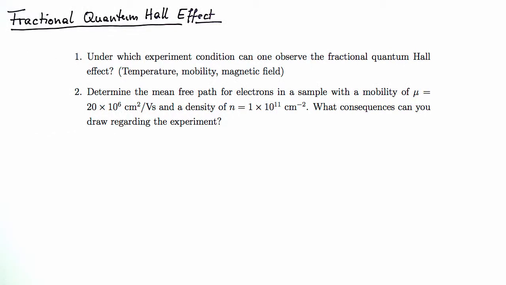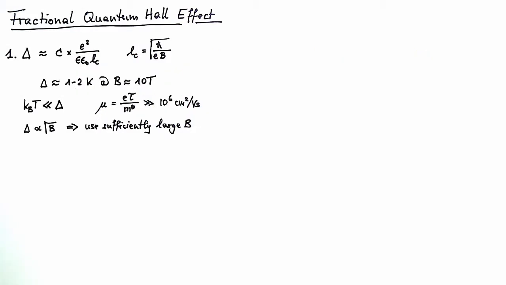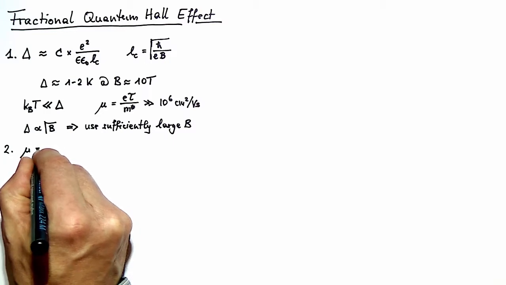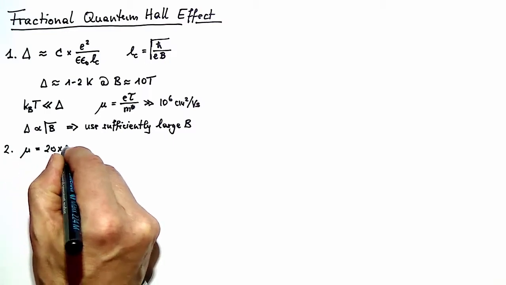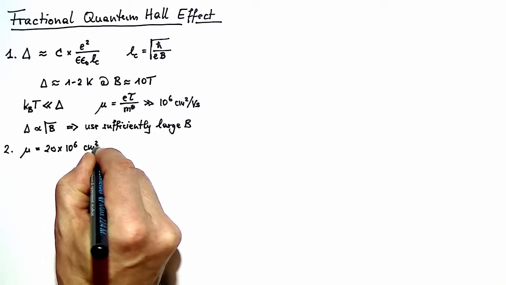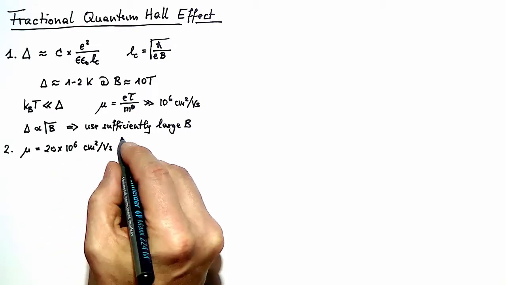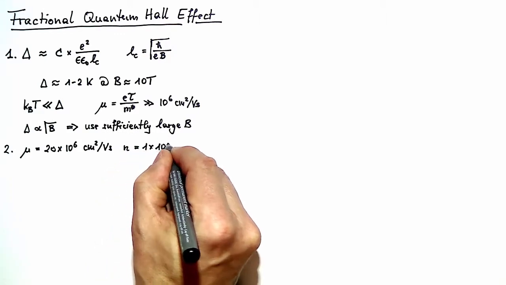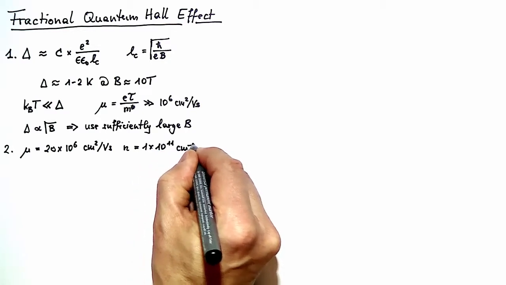The second question in this exercise asks you to determine the mean free path for electrons in a sample with a given mobility and a given density. And then it asks, what consequences can you draw regarding the experiment? The mobility given is mu equal to 20 million centimeters squared per volt second, and the density given is n equal to 1 times 10 to the 11 per square centimeter.